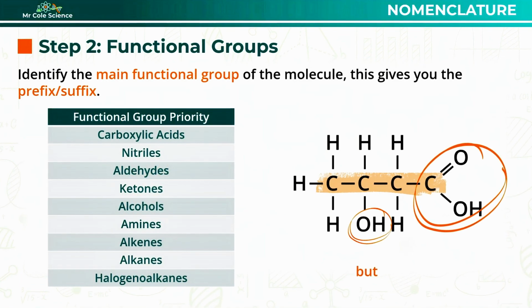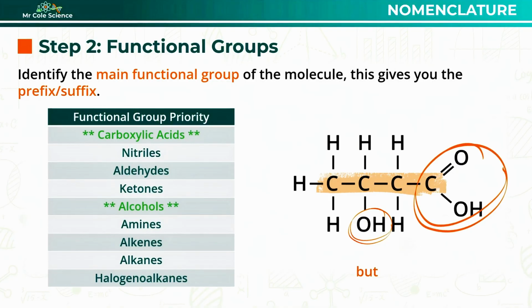Here you can see a table listing the homologous series in order of priority from those with the highest down to those with the lowest. The homologous series with the highest priority determines the suffix, whilst all other functional groups are later identified using prefixes. So if we compare carboxylic acids and alcohols, we can see that carboxylic acids have a higher priority than alcohols. This means that we use the suffix for carboxylic acids and will eventually use the prefix for alcohols later.